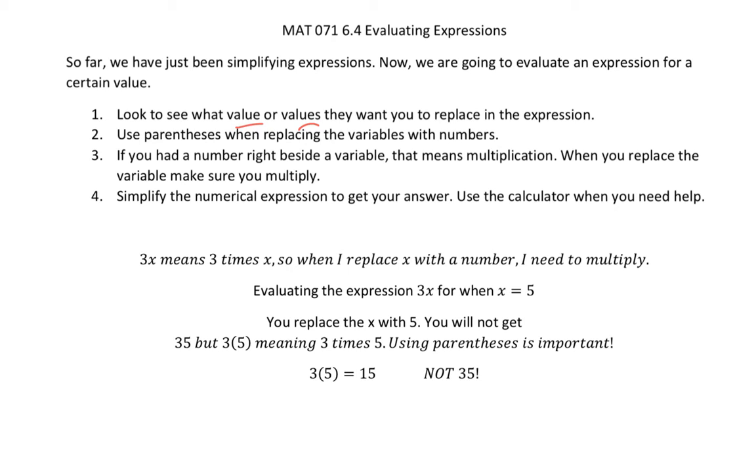So to reiterate step 3 that I said, if I had something that says 3x, that would mean 3 times x. So when I replace x with a number, I need to multiply. And this is why parentheses are important, because if I tried doing 3x for when x equals 5, if you don't put in parentheses when you're switching out the 5 for x, someone might claim that it's 35 when it's not. That would mean 3 times 5, which is 15, not 35.